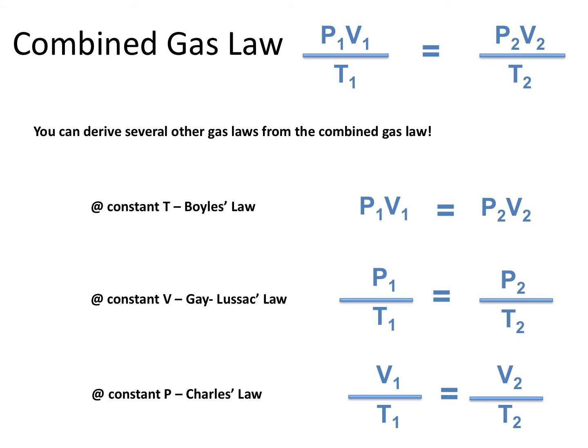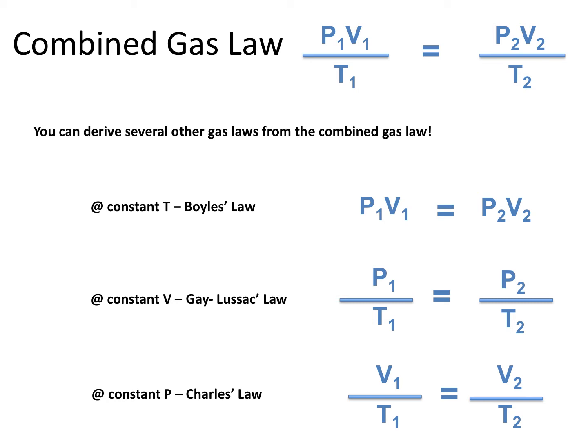At constant volume, you end up with Gay-Lussac's law. You end up with P1 over T1 equals P2 over T2, and that's because we canceled the volume components that we see in the combined gas law. And then lastly, at constant pressure, notice there's no pressure variables here. We end up with V1 over T1 equals V2 over T2, and that's because we canceled our P1 and our P2 from our combined gas law.